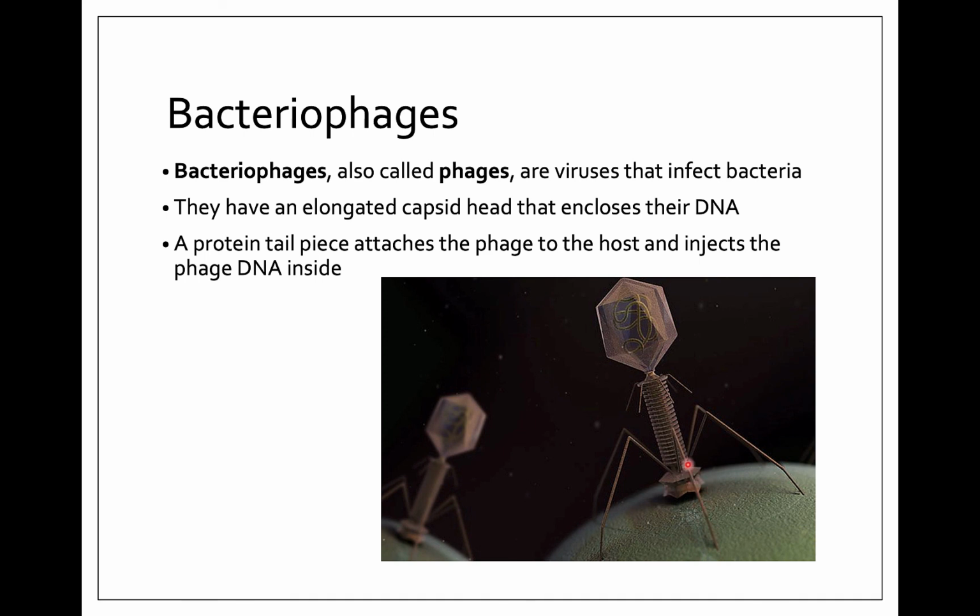And then the spikes in the bottom help anchor the virus to the cell. And then the DNA is actually inserted through this tube into the plasma membrane of the cell, where it can infect the cell and go on to continue to replicate.